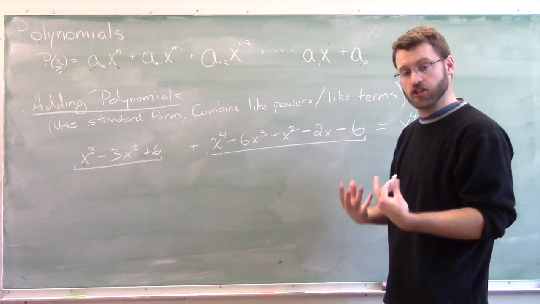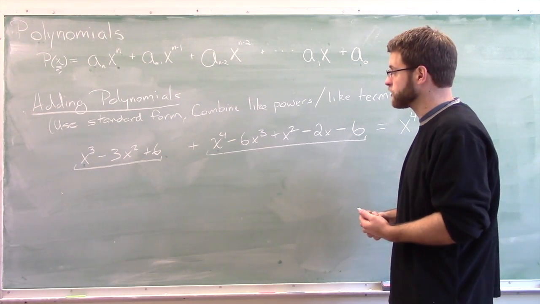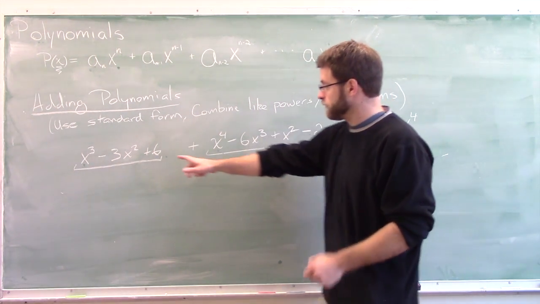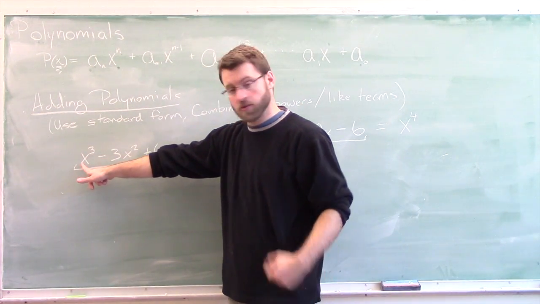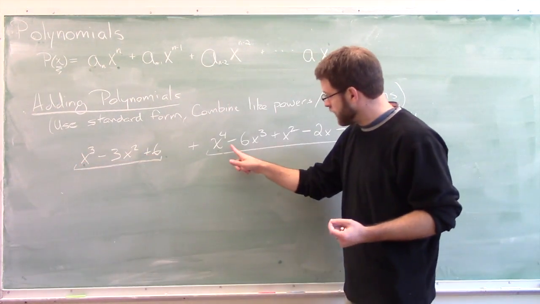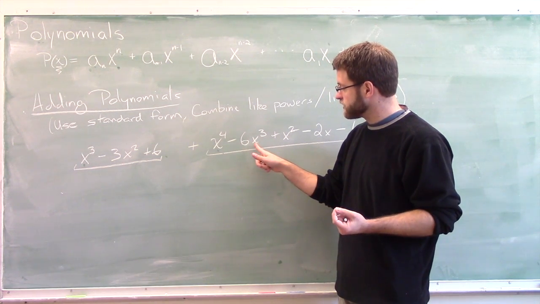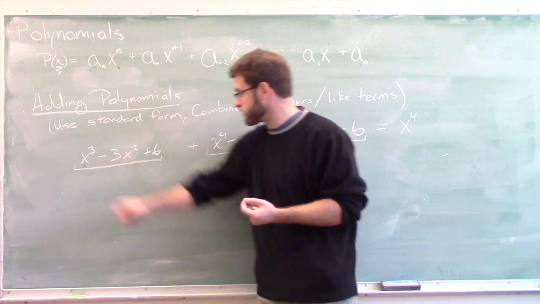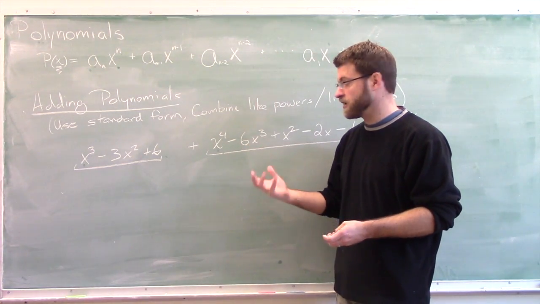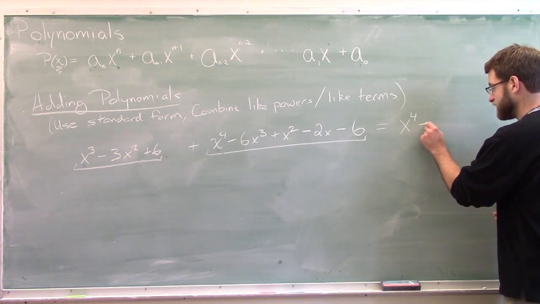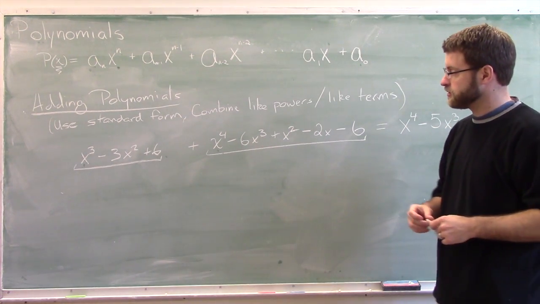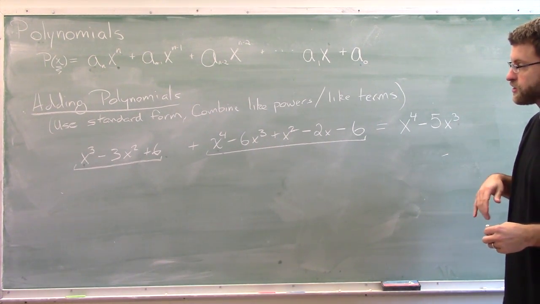So I look at the x cubed terms, or the x to the third power terms, and then I want to combine those using regular arithmetic. I have 1x cubed in the first polynomial, and I have minus 6x cubed in the second polynomial. If I combine those together, I have positive 1 minus 6. I should expect to see negative 5x cubed in the x cubed term.